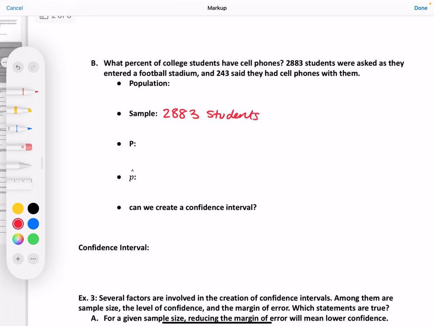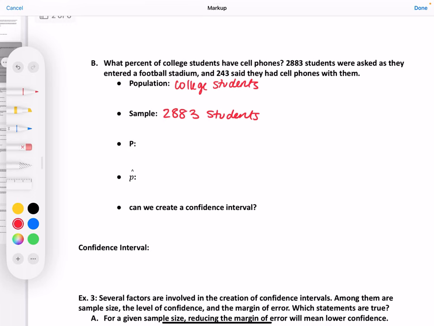So then the population would be who? The 243 that have cell phones. No, the population is more generic. Oh, the college students. So the population proportion would be what, generically? The 243 that have cell phones. That's this one.